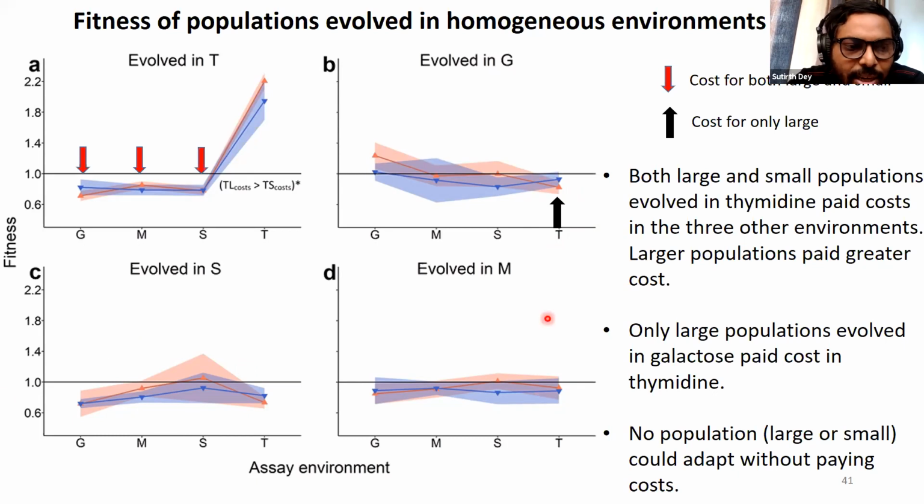In the other cases, you actually don't see any cost because either they have failed to evolve in their own home medium, or they have not significantly reduced fitness in the other one. Oh, sorry, I forgot to tell you that these bands are the 95% confidence interval bands. So just to give you the nutshell, both the large and the small populations evolved costs in thymidine. However, the larger populations paid greater cost, which means that the decline in them was larger. Only the large populations evolved in galactose paid cost in thymidine. No population, large or small, could adapt without paying costs.